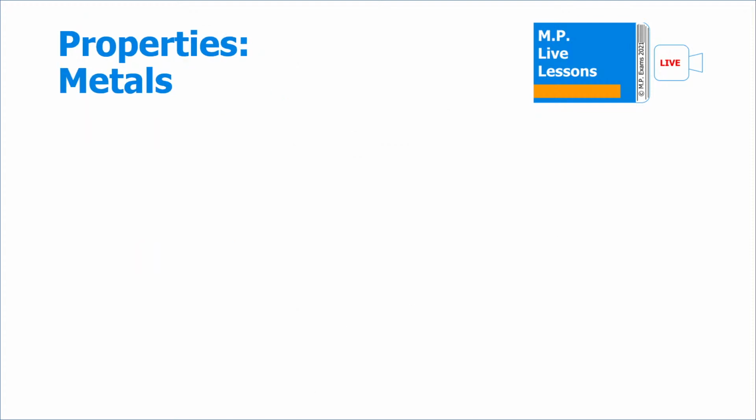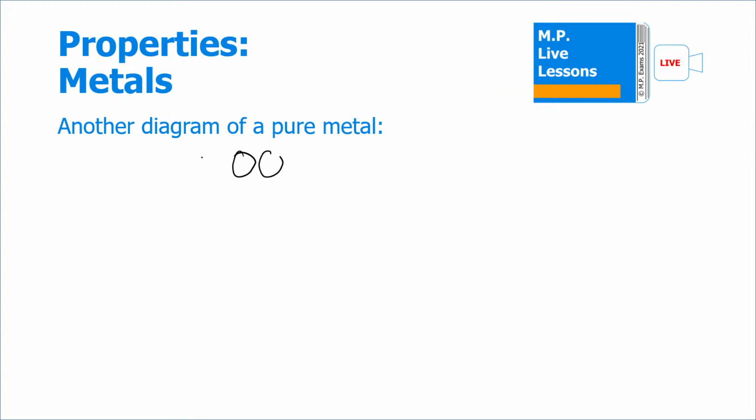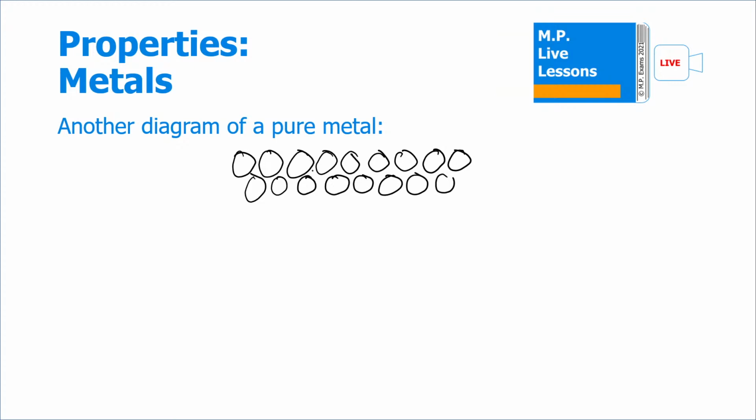Next, we have properties of metals. Now, we've got another diagram of a pure metal. So we have regular rows, like this. I'll just draw 2 rows for now. Now, the thing you need to know about metals is that this outer shell electron, it might have, let's say, 1 per atom, that can actually leave the atom and float around and it becomes delocalized.